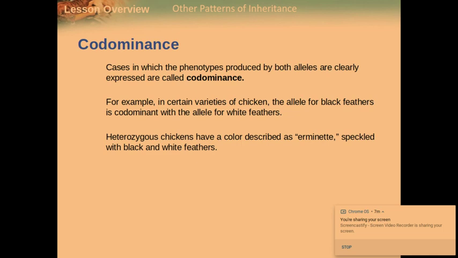Codominance. Cases in which phenotypes produced by both alleles are clearly expressed are called codominance. For example, in certain varieties of chicken, some of them called erminette chickens, the allele for black feathers is codominant with the allele for white feathers. So what you get is chickens that have both white and black feathers together. It's not gray, it's black and white.